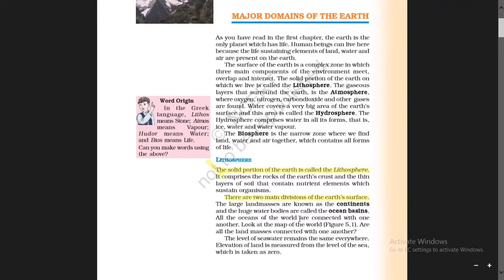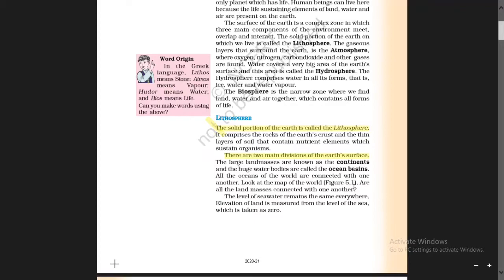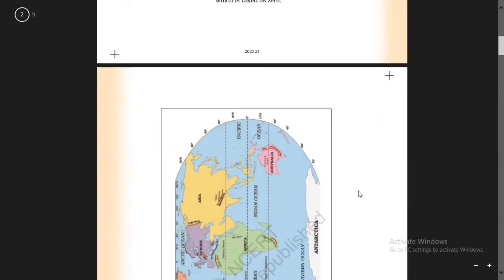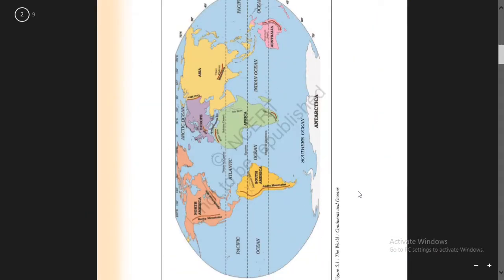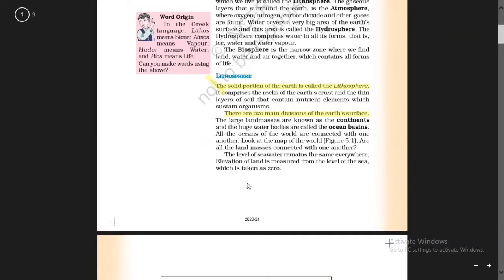All the oceans of the world are connected with one another. Look at the map of the world, figure 5.1. Are all the land masses connected with one another? You can see in figure 5.1, given on your next page, page number 31, boys. It talks here: are all the land masses connected with one another? Definitely you will say no.